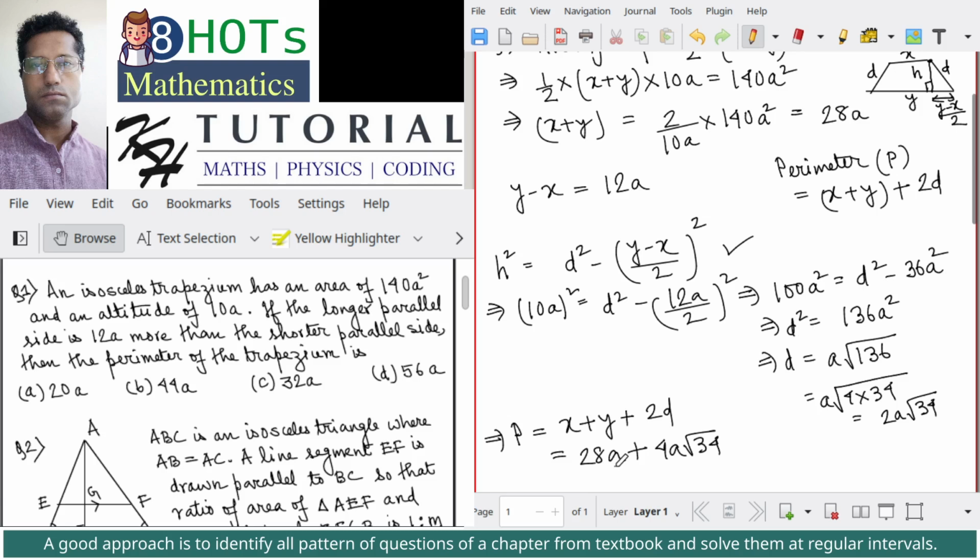So 28a and twice of D will be 16a, so it will be 44a. Anyway, the perimeter is 28a plus 4a root 3. Definitely it will not match with any of the given choices, as I gave the data, that is all these values 12a, 10a, 140a square, incorrectly. Sorry for that. Okay.